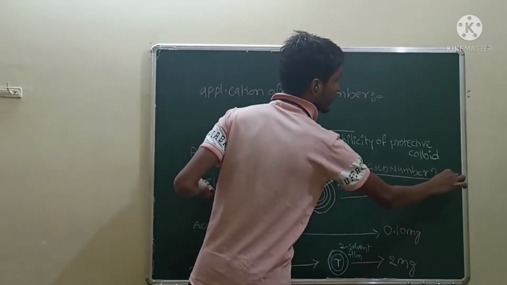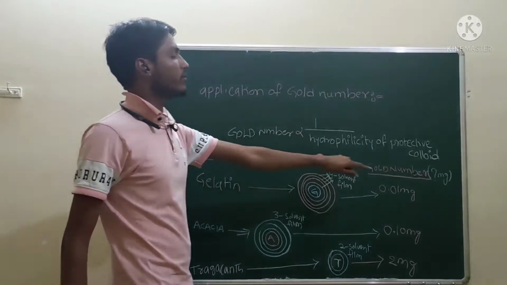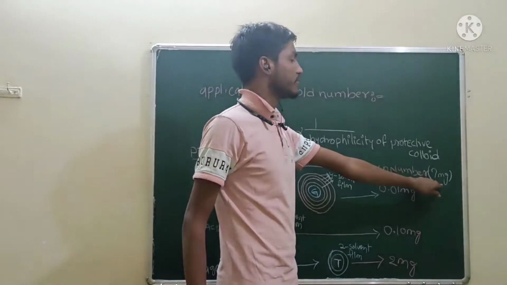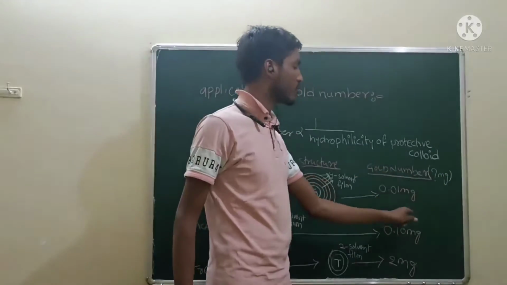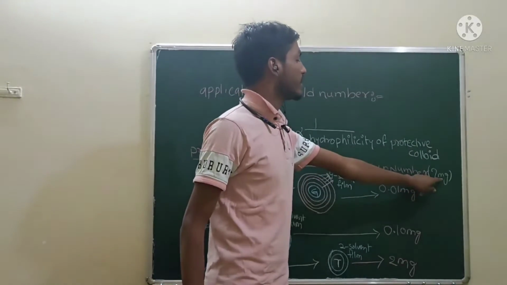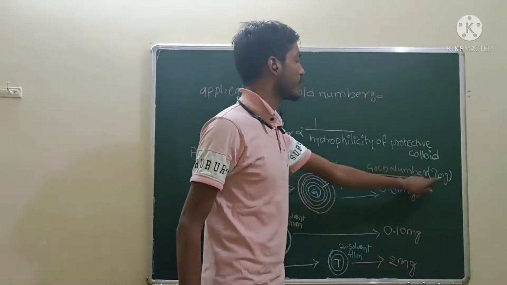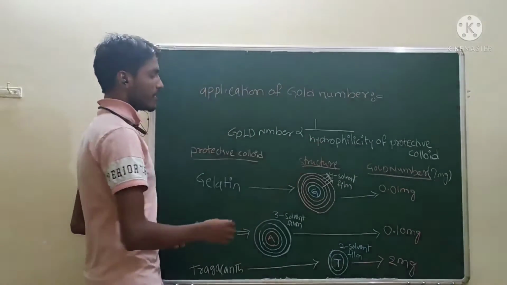In the gold number, what we are quantifying is the amount of protective colloid in mg. How much amount of protective colloid in mg is required? Gold number is how many mg of protective colloid is required. We can call it the gold number. We have just quantified it. So what does this imply?